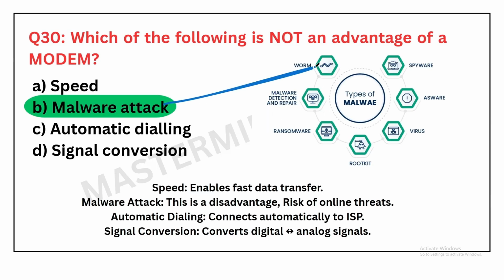Speed. A modem enables relatively fast data transmission between computers and the internet. Malware attack is a disadvantage as modems can make systems vulnerable to online viruses and hacking. Automatic dialing: some modems can automatically connect to an ISP without manual input. Signal conversion: the main function of the modem is to convert digital signals to analog for transmission and back to digital for reception.